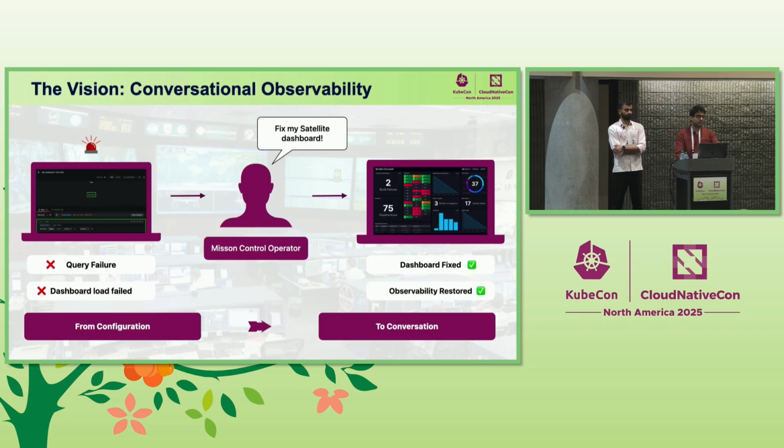And now let's imagine if you could skip all of that manual work. If your dashboard breaks, instead of deep diving into JSON or YAML or PromQL, you just say, hey, fix my satellite dashboard. And the system understands your intent. It finds the failing panel, the query, identifies the metric name, and updates the dashboard automatically. So there's no context switching, there's no YAML deep diving, just natural language. And that's the vision, moving from configuration to conversation. Now, Raj will tell us how we can achieve that vision today. Thank you, Prashant.